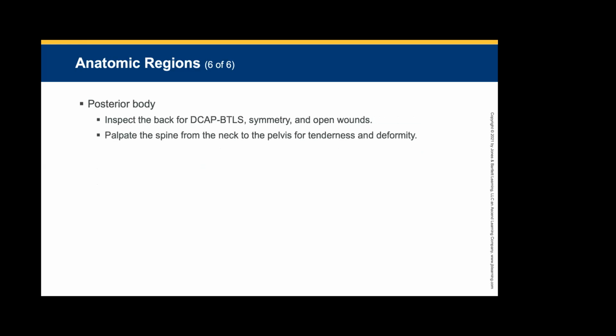All right, so posterior, back. When we go to roll somebody, and I know Rob talked about it, when we log roll them to put them on a backboard, you have to put somebody in charge of the head. You can't just say, all right, ready to roll, go. No, you have to keep that in line. You want to keep them in the most inline position that we can.